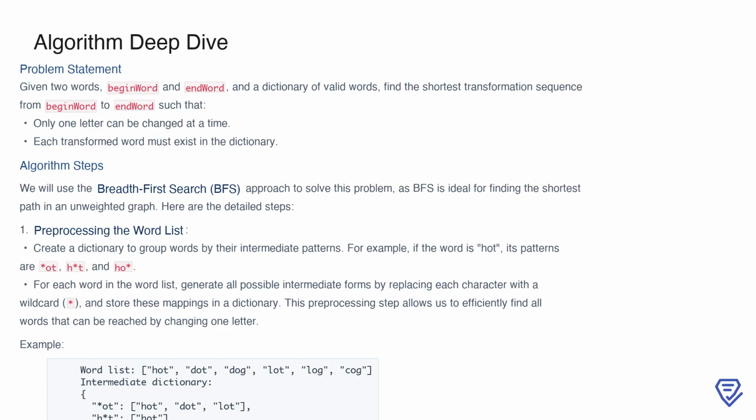For example, if the word list includes hot, dot, and lot, the intermediate pattern *ot would map to all three of these words. This pre-processing step enables us to quickly find all valid transformations for any given word, significantly improving the efficiency of the BFS algorithm.